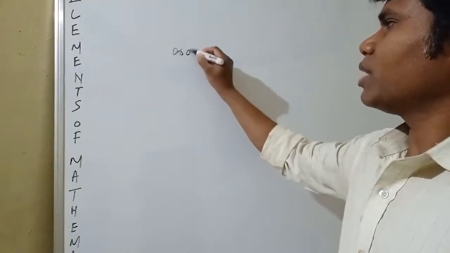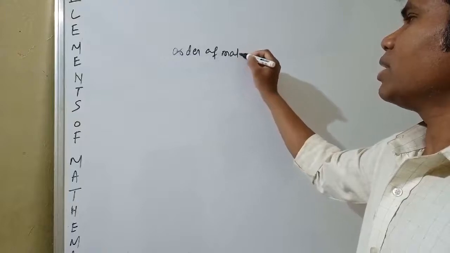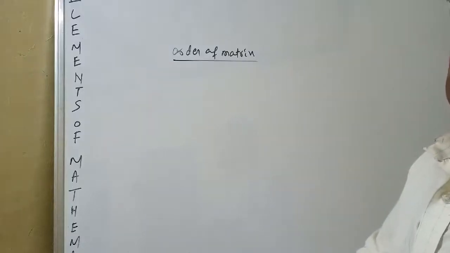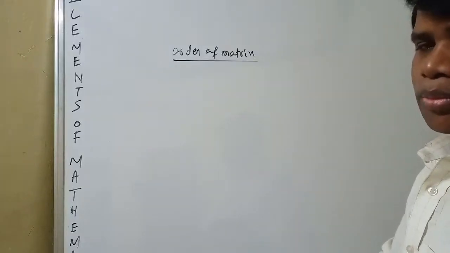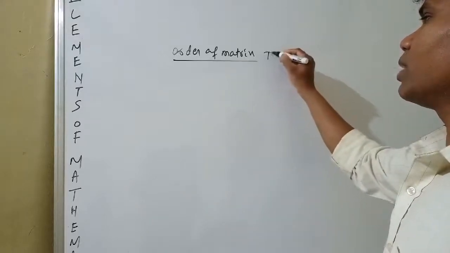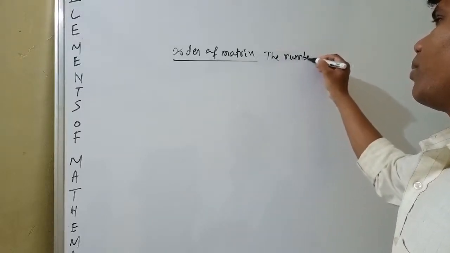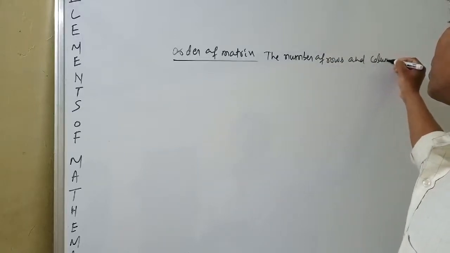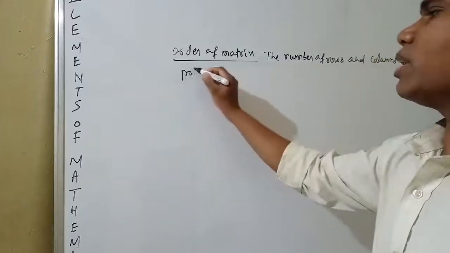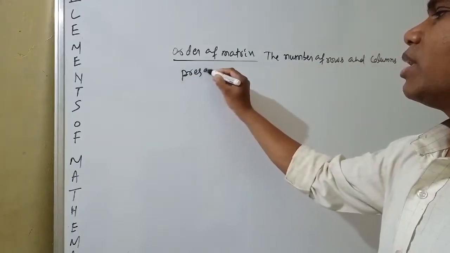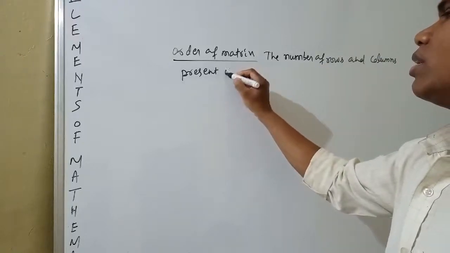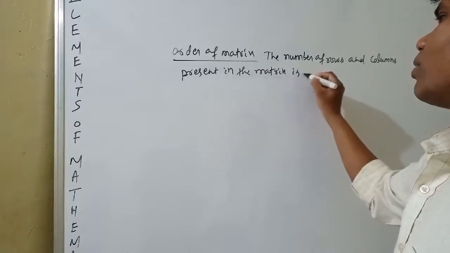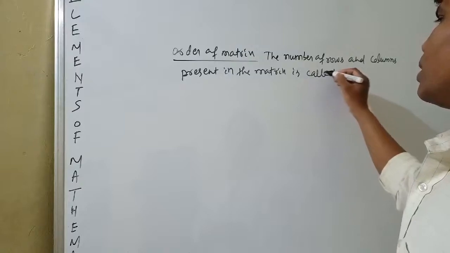You see, the order of a matrix. What is the order of a matrix? The number of rows and columns present in the matrix, or consisting in the matrix, is called the order of the matrix.